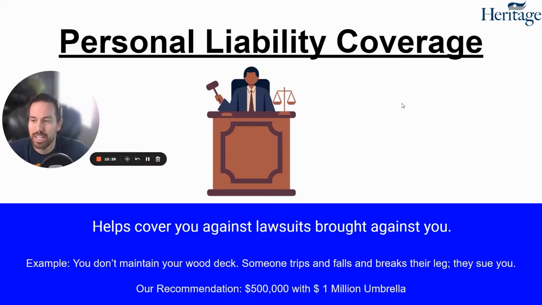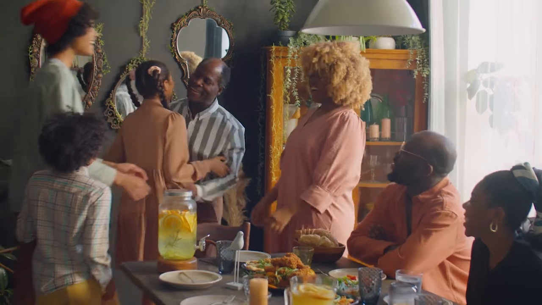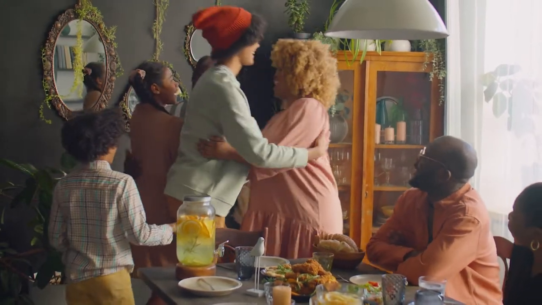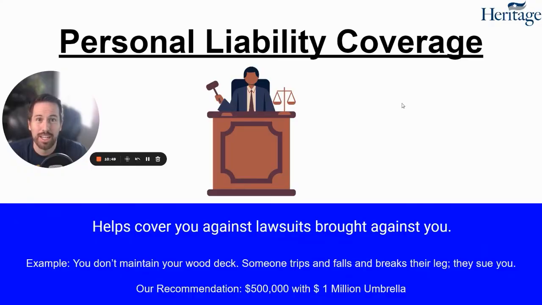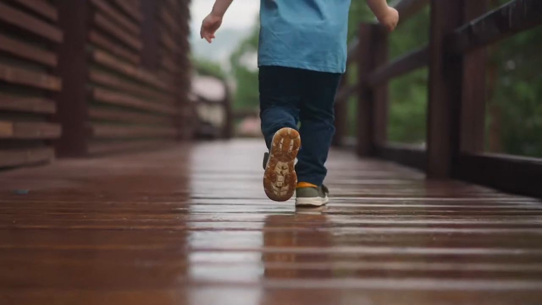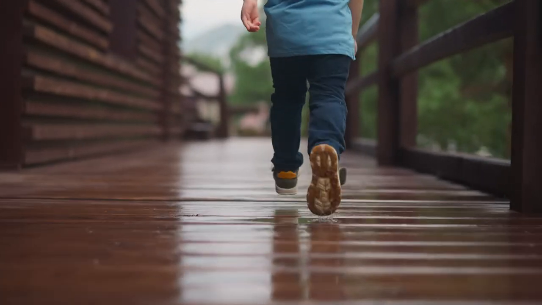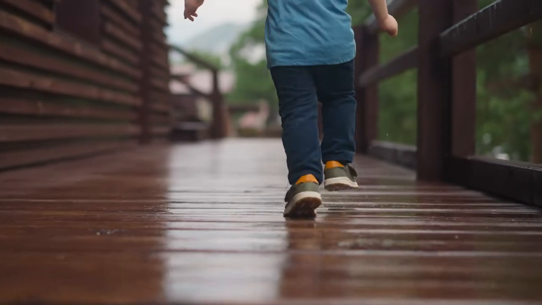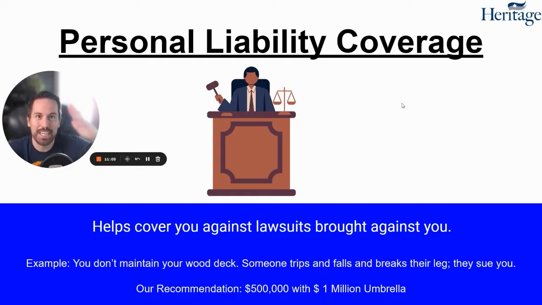I have an example here. Let's say you're having a party at your house or a get together. There's lots of people over. And let's say you've been negligent. You have an old rotten wooden deck that you have not kept up on, and it's not safe for people to be walking on it. But yet here you are having this get together and somebody is walking very quickly along your wood deck and there's a plank sticking up and they trip on it and they fall and they break their leg. Okay, they're not happy with you because you left your wood deck in this position.